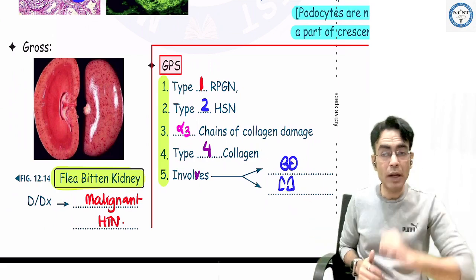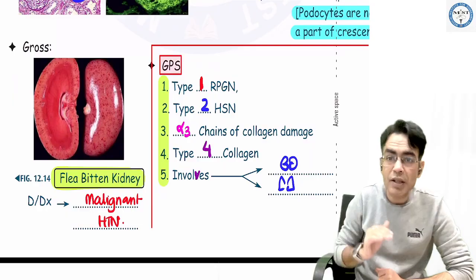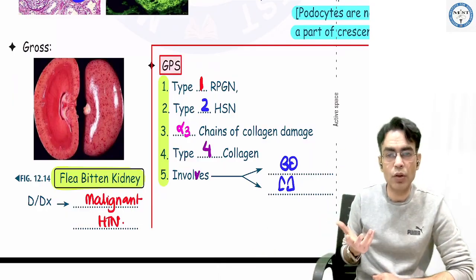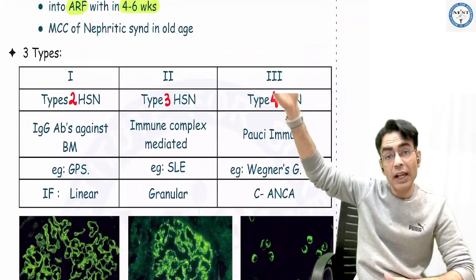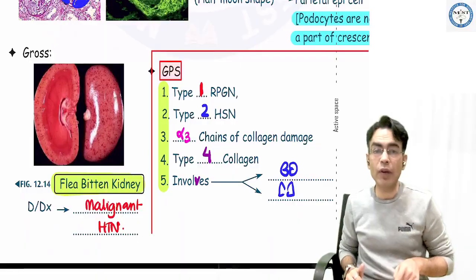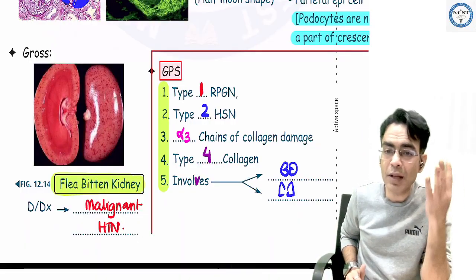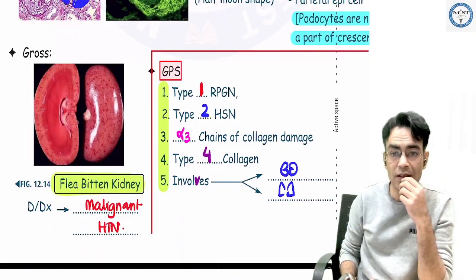Goodpasture syndrome is your type 2 hypersensitivity. If somebody is suffering from Goodpasture syndrome and the patient is going into renal failure, that means the patient has RPGN type 1, because anything with type 2 hypersensitivity going into renal failure is RPGN type 1. So for Goodpasture, it is type 1 RPGN due to type 2 hypersensitivity. There is damage to alpha 3 chains of collagen. Type 4 collagen is in the basement membrane, and that is what is damaged. And it involves kidney and lungs.